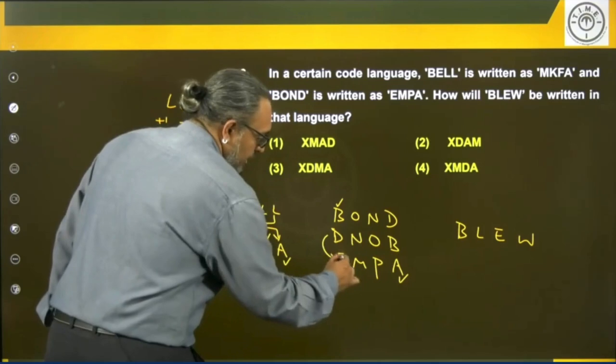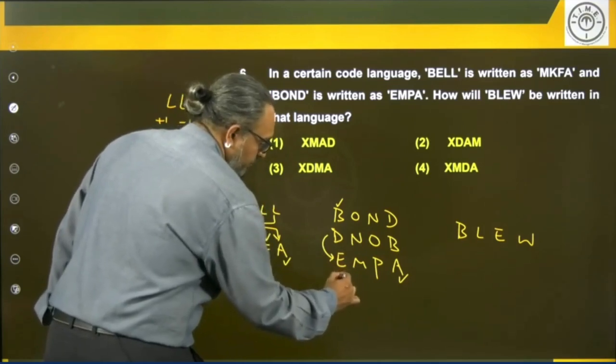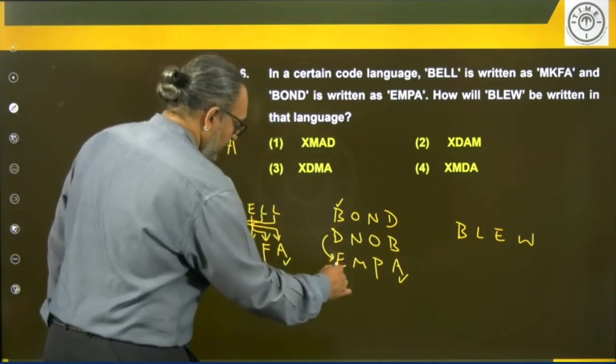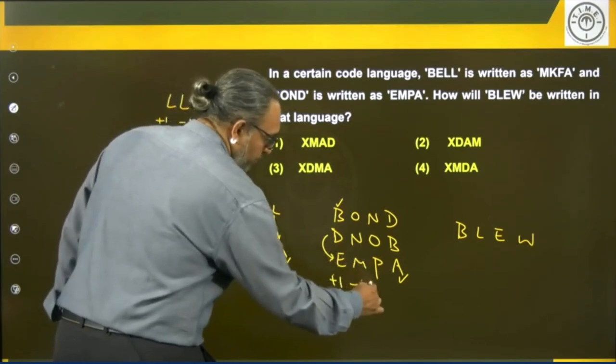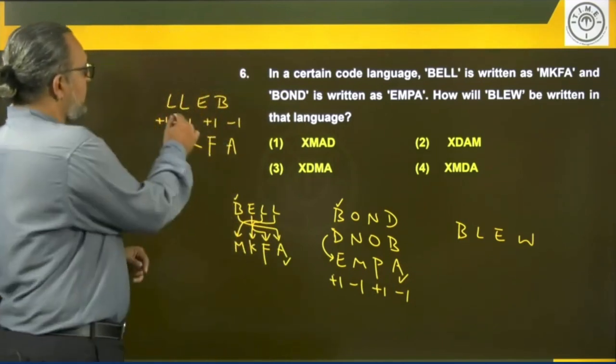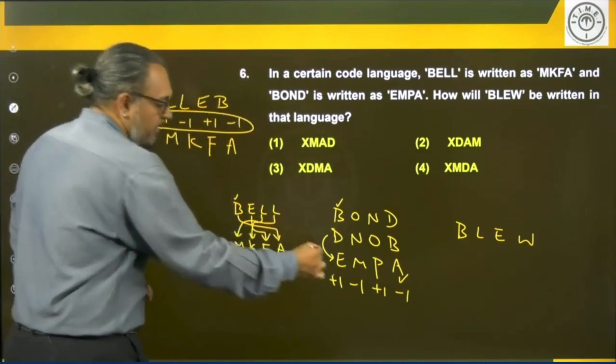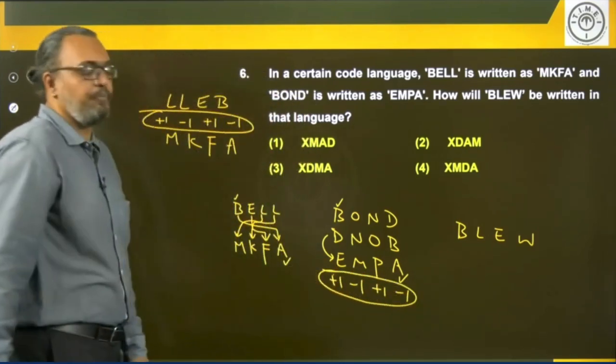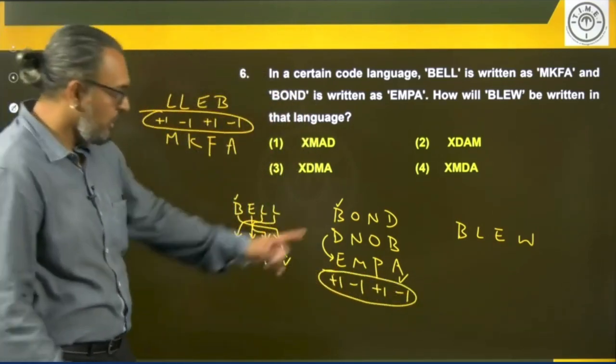Look at this, this is D to E, okay? That is the next letter, then N to M, previous letter, O to P, the next letter, B to A, the previous letter. So, that is precisely what I had here: next letter, previous letter, next letter, previous letter. Correct? So, that is what we need to do here.